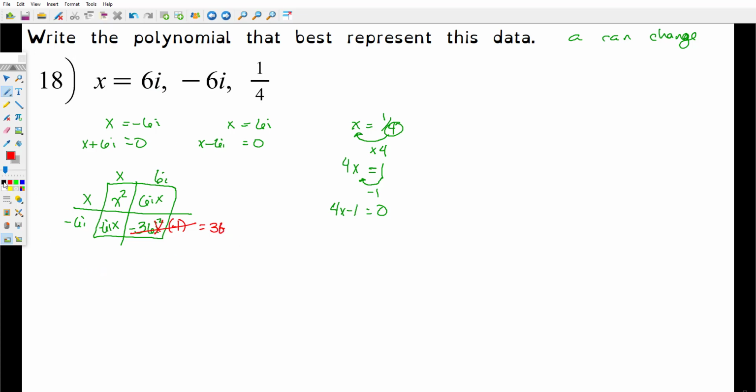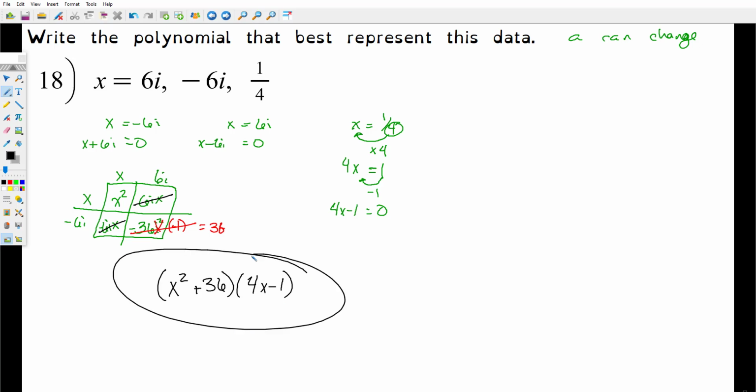And so if I was to write out my function, it would be x squared. These two would cancel, plus 36 times 4x minus 1. And that's your answer.